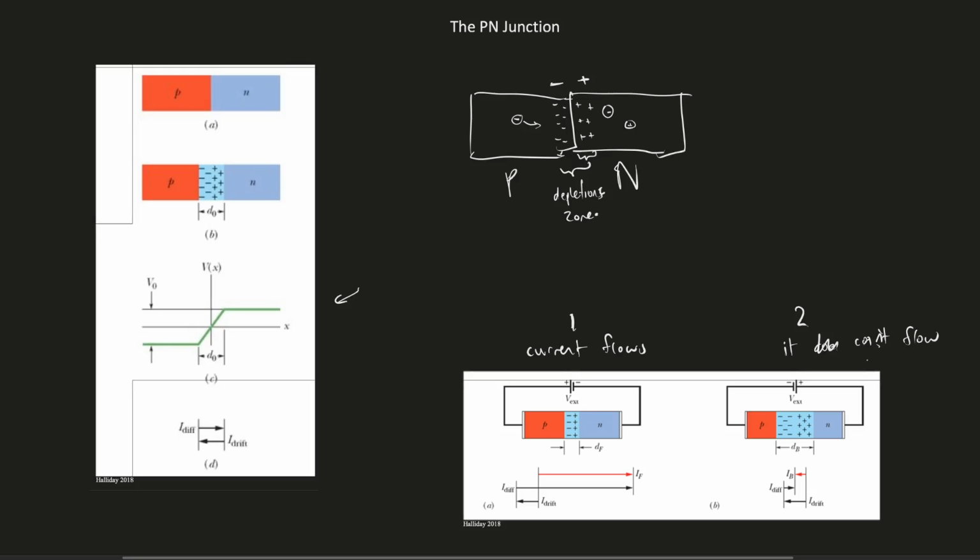It's a one-way barrier. It's like a one-way gate for current in a circuit, and it's used to make all sorts of things. For example, used to convert AC to DC electricity, and so on. So that's the PN junction, a very useful system, and hopefully you have some idea now of how that operates.